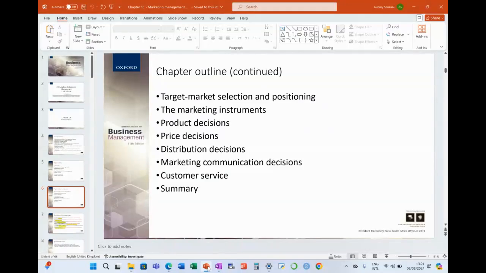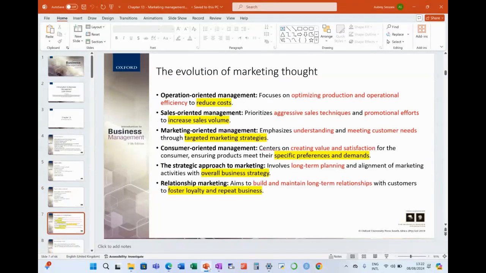Once we've established our market, how are we going to go about marketing to them? The marketing instruments, also quite interesting, but we won't look at that today. Product decisions, price decisions, distribution decisions, marketing communication decisions, customer service, and then obviously that is the end of our marketing management. Okay, so first things first, here we're looking at the evolution of marketing.